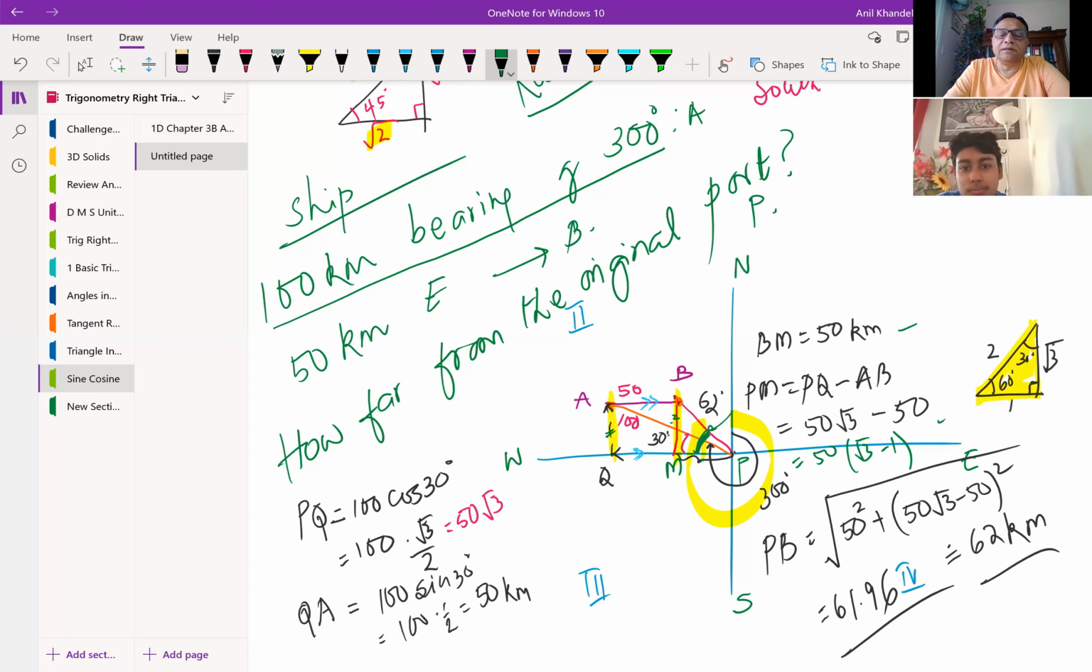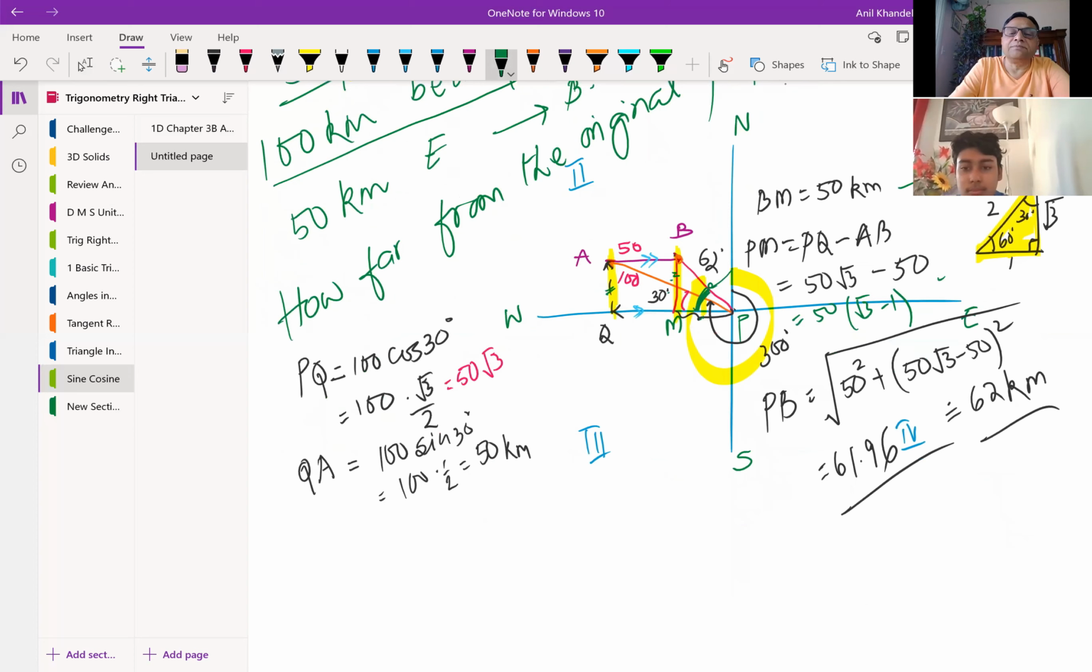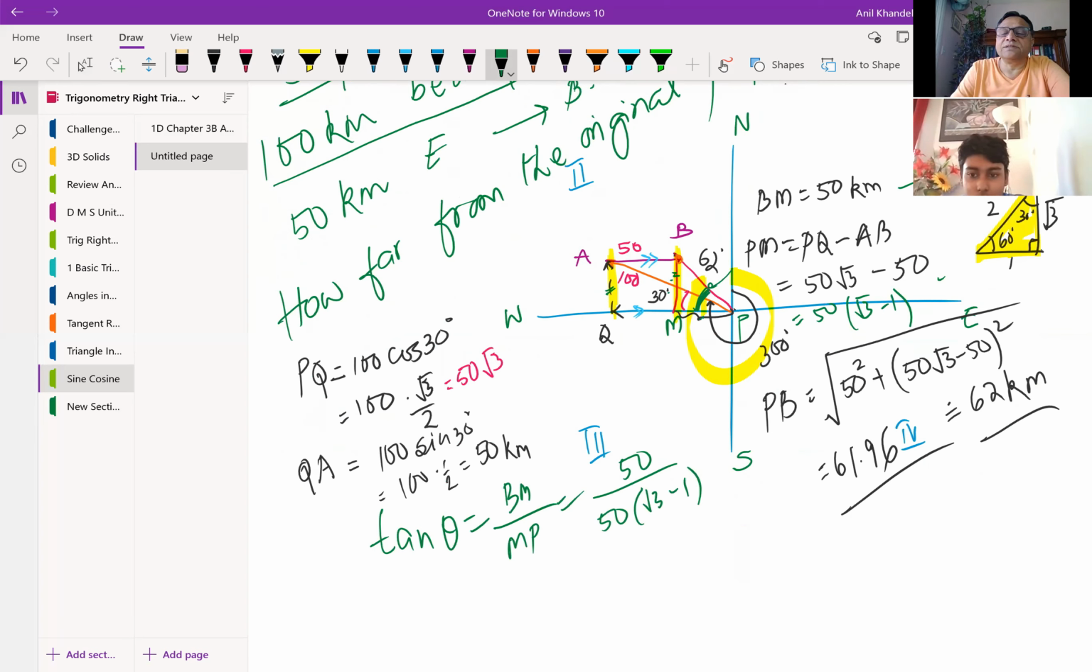So let me just move this a bit, right? So what is tan? Tan theta will be equal to BM over MP, right? So BM was 50 and this was 50 times square root 3 minus 1. So 50-50 cancels. And so what we get here is equal to 1 over square root 3 minus 1. Do you see that? Yes, sir. So theta equals tan inverse of 1 over square root 3 minus 1.